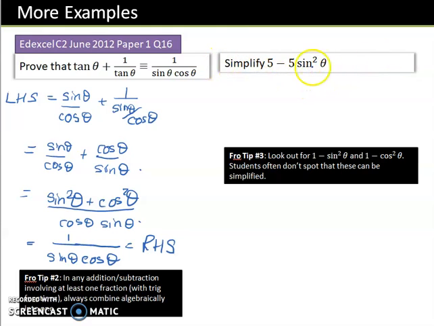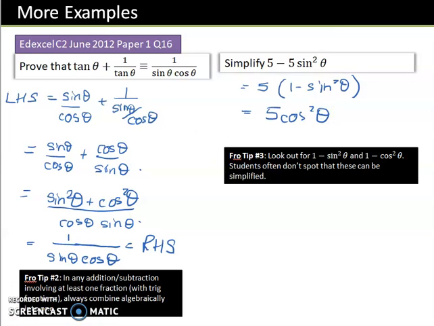Now this says simplify, so again we're not going to do anything special with it. It just says simplify. And it says look out for this. So simplify. So I'm going to take 5 out because there's 5 in both of those, which will leave me with sine squared theta. And we know that 1 minus sine squared theta is actually cos squared theta. So that's literally all we've got to do for that one.